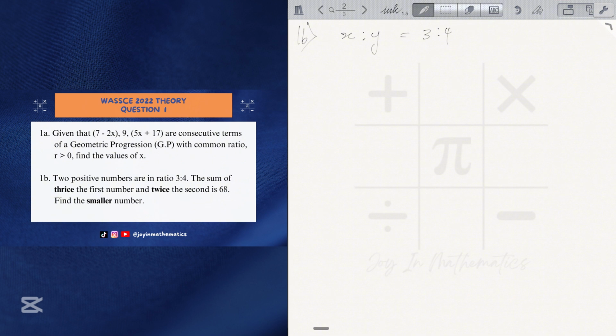So that will be our first expression. And if this is the first number, we call this the second number. Now, if we look at the second line of the question, it says the sum of thrice the first number and twice the second is 68. So that means the sum of 3 times the first number, that's 3x, and 2 times the second number, that's 2y, is equal to 68. We should find the smaller number.